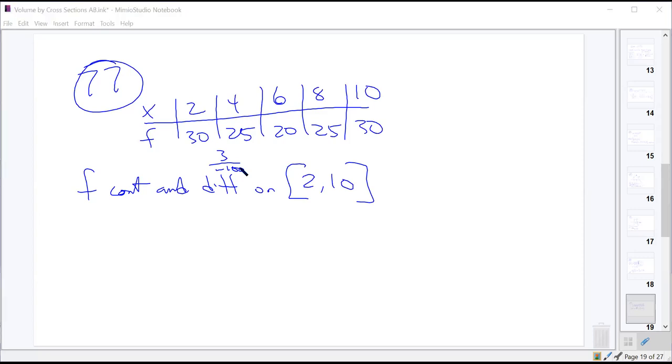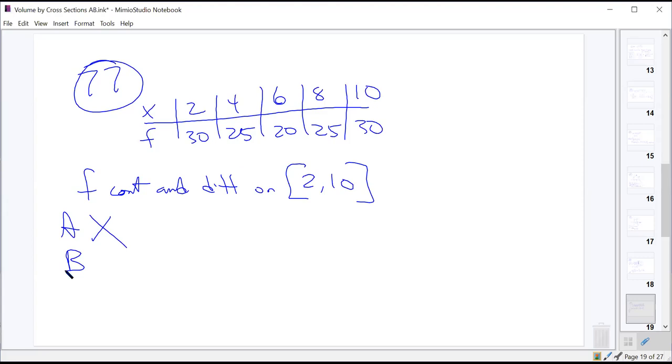So we can immediately eliminate choice A. Nothing in the chart, nothing that's given to us guarantees that f is always above 0. It sure looks like it, but it's not guaranteed, and the question is which must be true. So not A. B says f prime of 6 equals 0.